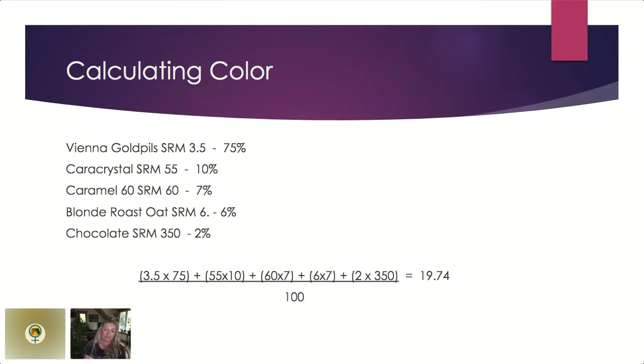19.74, we can just go ahead and call that 20. And I think with a target of 22, I think that this is like right on the money. Again, we pick up a little bit of color on the hot side, we lose a little bit of color on the cold side, and I think I'm going to call this pretty much right on target.